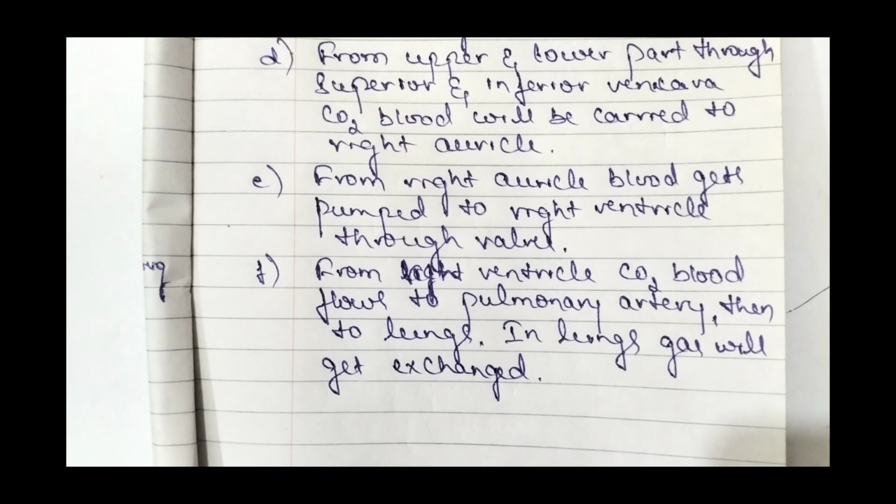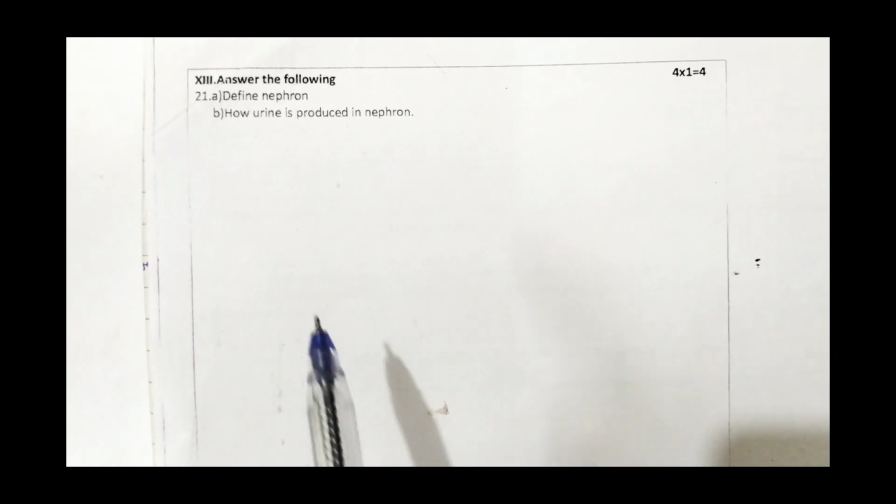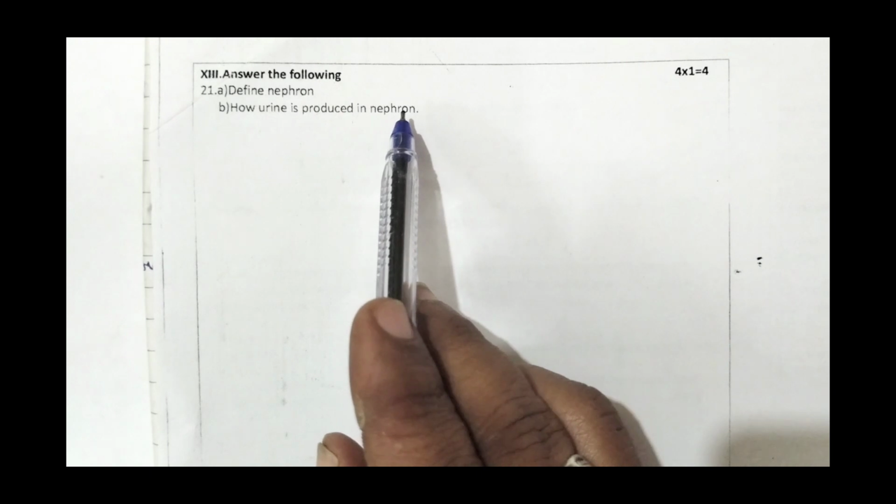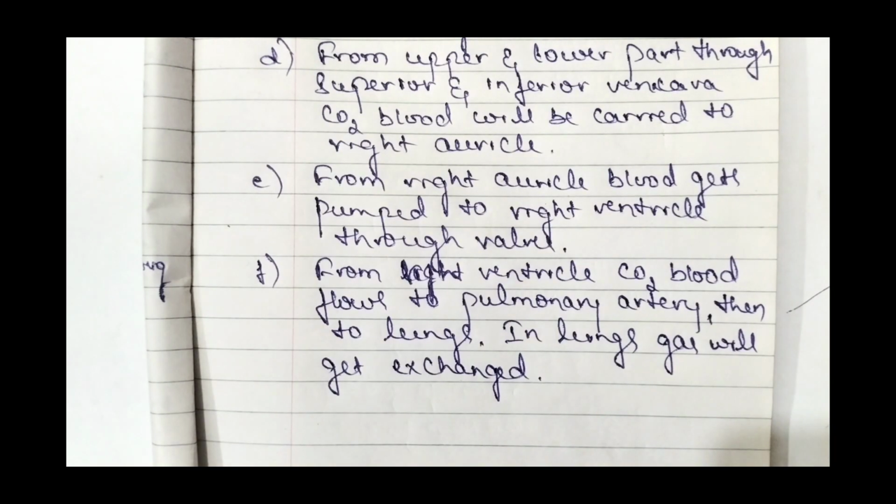So now let us move to the last question of this paper, that is, define nephron and how urine is produced in nephron.